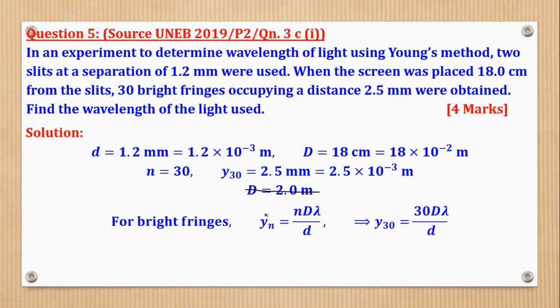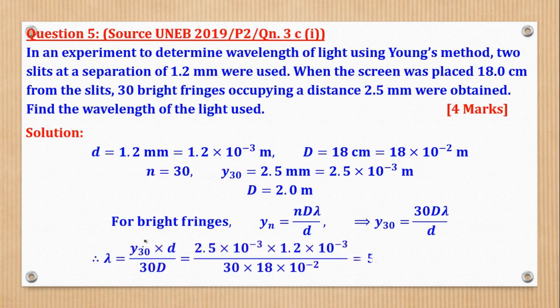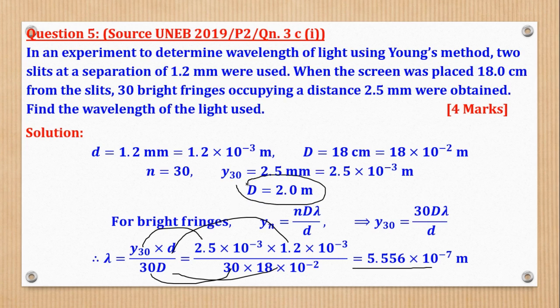So for bright fringes we have this, but our interest is 30, so we shall put 30 where there is n, here and here. And they want the wavelength, so make it the subject. And substitute y30, small d, 30 is here, and capital D, to come up with this as the wavelength they wanted. So this one, just ignore it, it was a stray value.